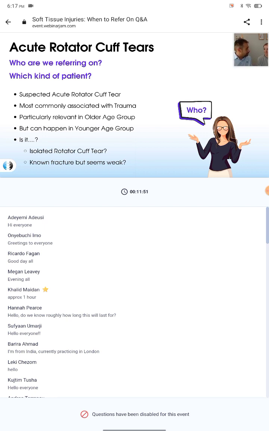But it might then be that because of the fact that this individual's in so much pain, they feel like they can hardly move their arm. They feel like they haven't got much strength because they've just had a fracture. And it might be that as a physiotherapist, 6 weeks later, when you come to see this patient in your physiotherapy clinic, you think, oh, they're a bit weak. Actually, I wonder if there's a cuff tear here. Would you say that that's a scenario that you might find yourself in?